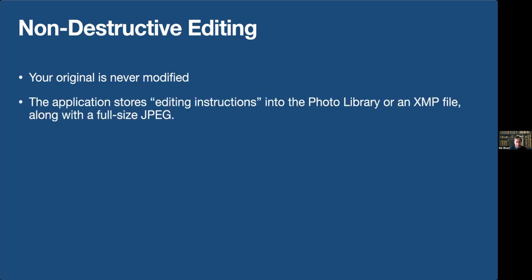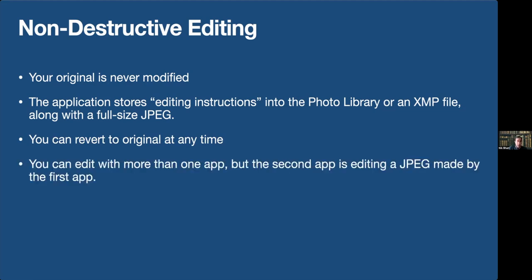So in the case of non-destructive editing, the original is never modified. The application stores editing instructions. So for example, change the white balance to this, or drop the exposure, or add a vignette. And it stores that series of editing instructions into the photo library, or if you're not using the photo library, into an XMP file. And it also makes a full-size JPEG. So because your original is never modified, you can revert to original at any time. You can also see your original without reverting.